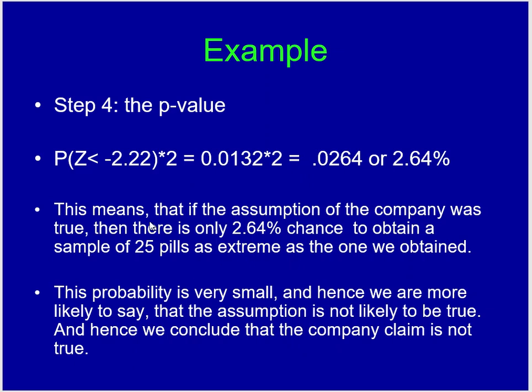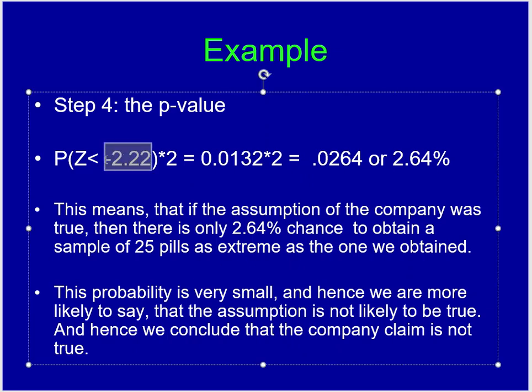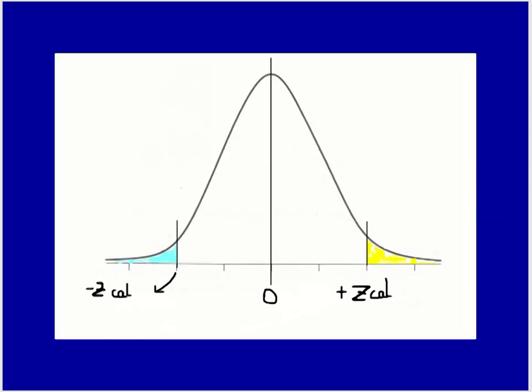All right. So we calculated the z to be equal to negative 2.22. Now we have to figure out the p-value, and the p-value is going to be z less than the value we calculated. Let's go back one, two, and here we are. This is the distribution. The z we calculated came out to be right there.